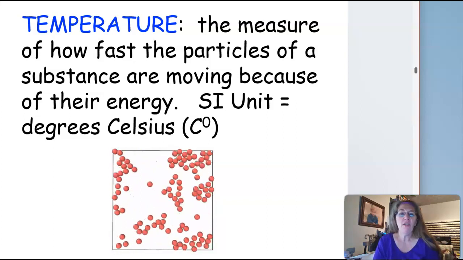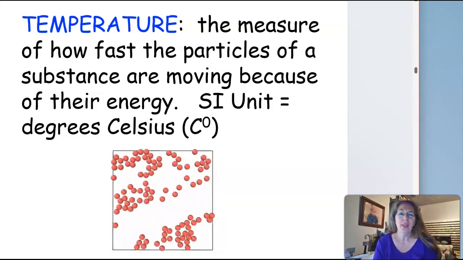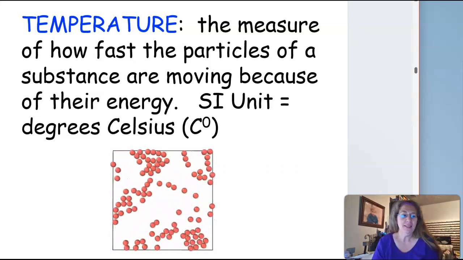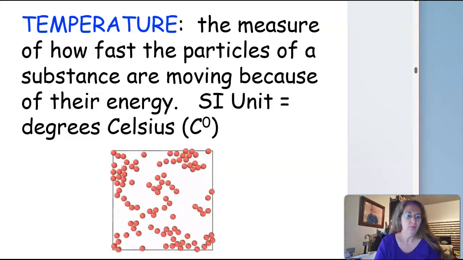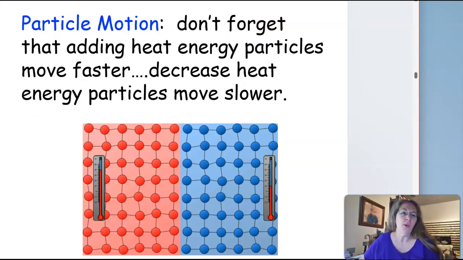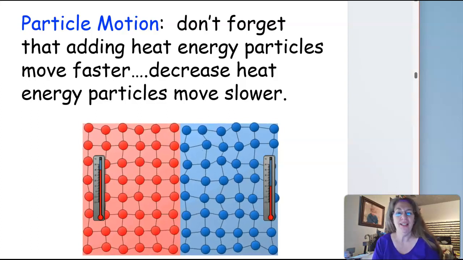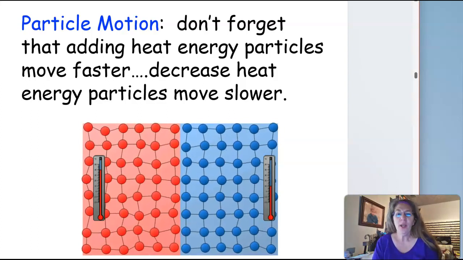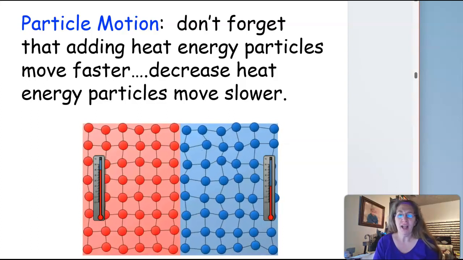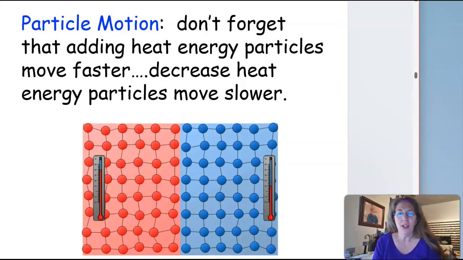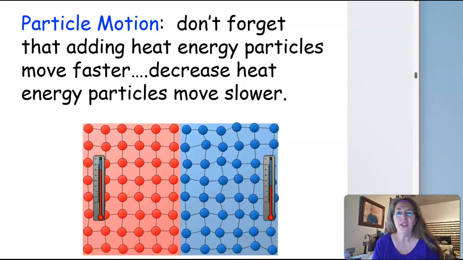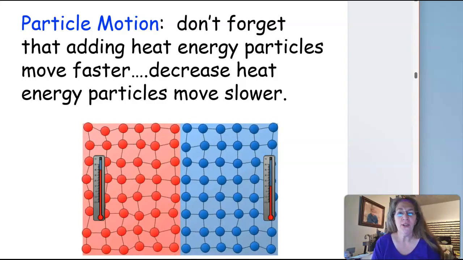Temperature is a measure of how fast particles are moving. The SI unit that we'll use is degrees Celsius. So in temperature, we're talking again about particles moving. On the right, the blue molecules are moving slower than the red molecules. And you can see by the thermometer on each side the temperature. So this should make sense to you, that the higher the temperature, the faster the particles are going to move.